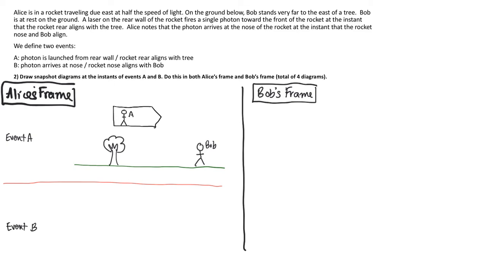All right. Now I want to annotate this diagram by showing velocities, right? So this is Alice's frame, and in Alice's frame, by definition, that's the frame where the rocket and Alice are at rest, okay?